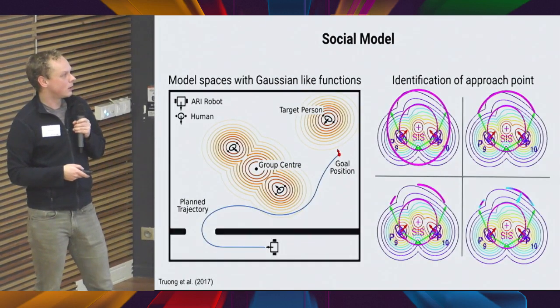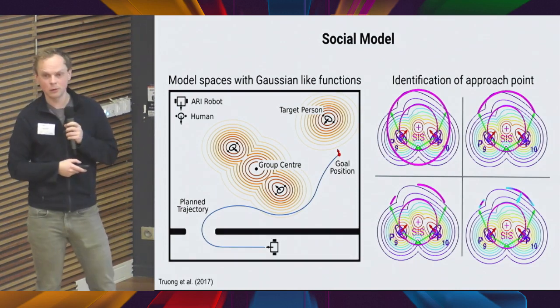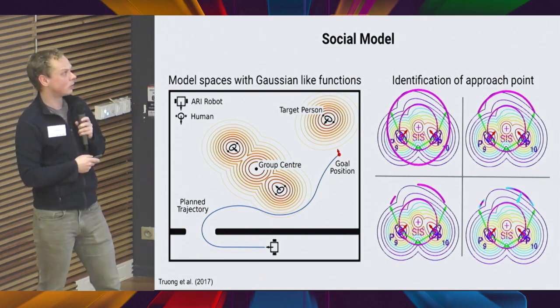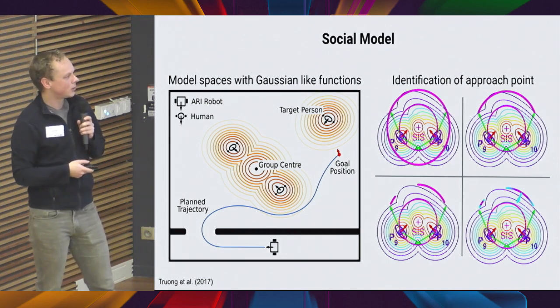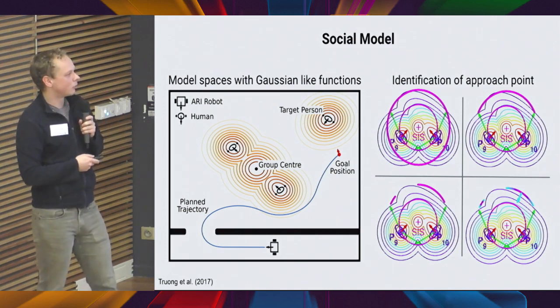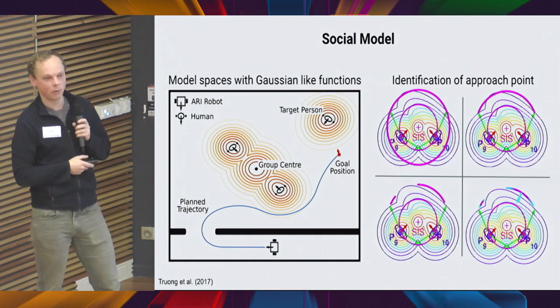And based on this, we model these spaces. And here we're using a very simple model, which is based on Gaussian-like functions. So you can see around each human, we have this Gaussian-like function that goes away, with the cost for entering them or going close to them. And we're also doing this for the group center. So here we have the group center. We have its space, and because of this, the robot then does not want to go through here. So it instead goes around.